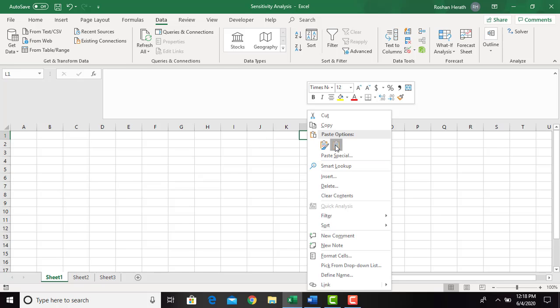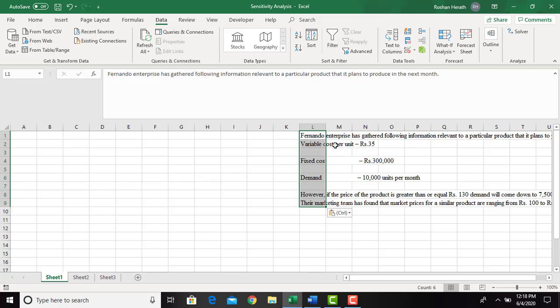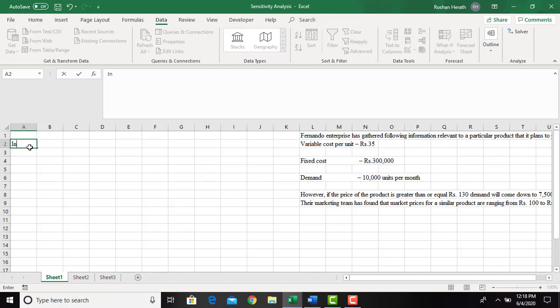So let's copy this information. Depending on the given information, let's extract some inputs. We make it in inputs, let's extract a few.